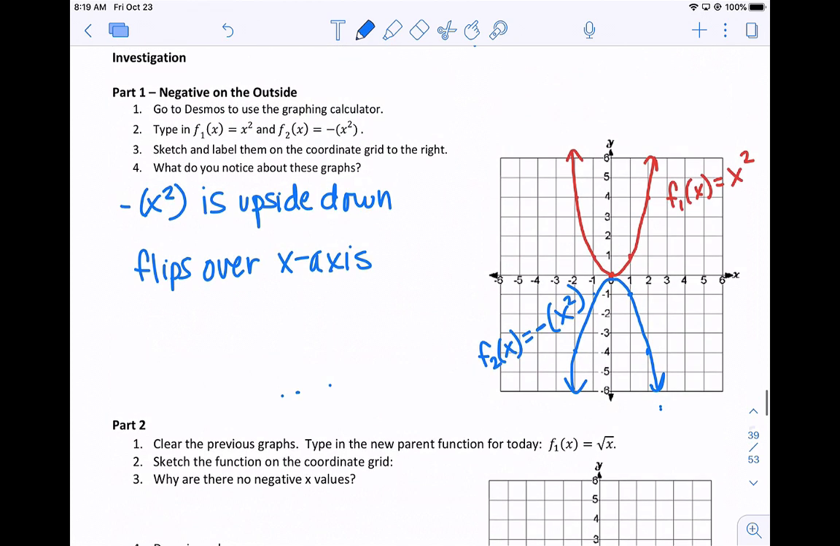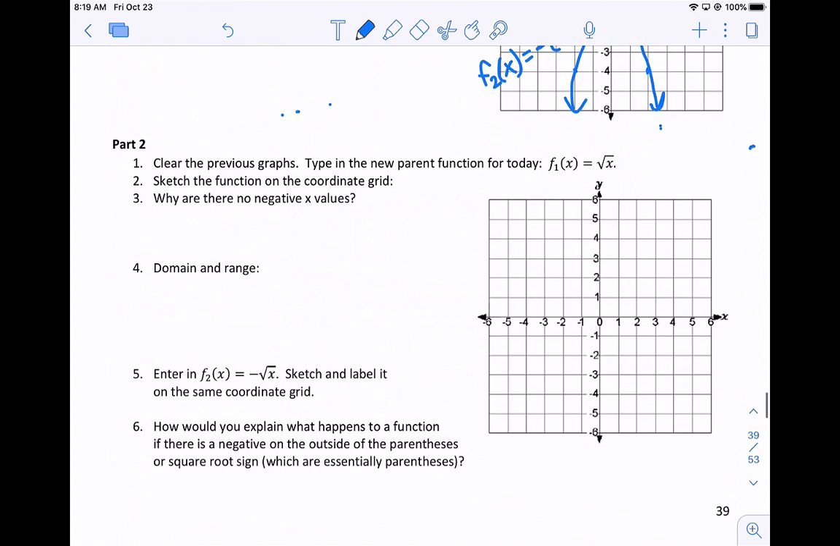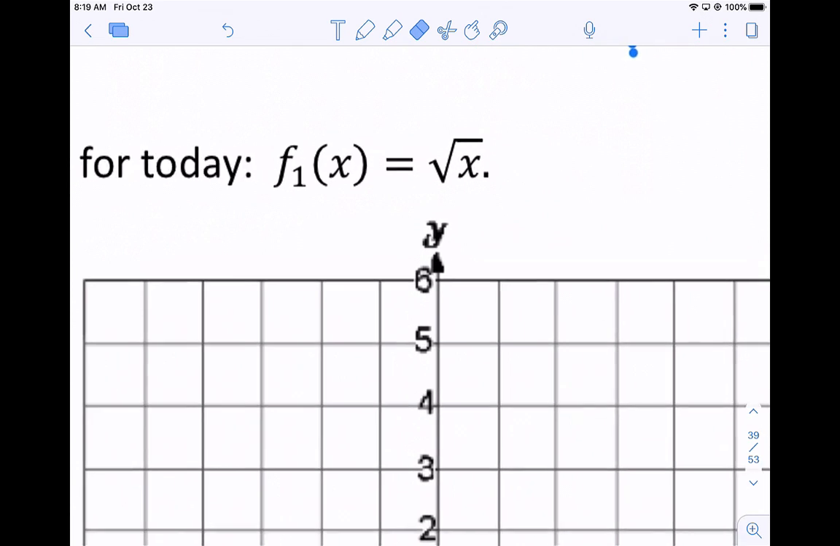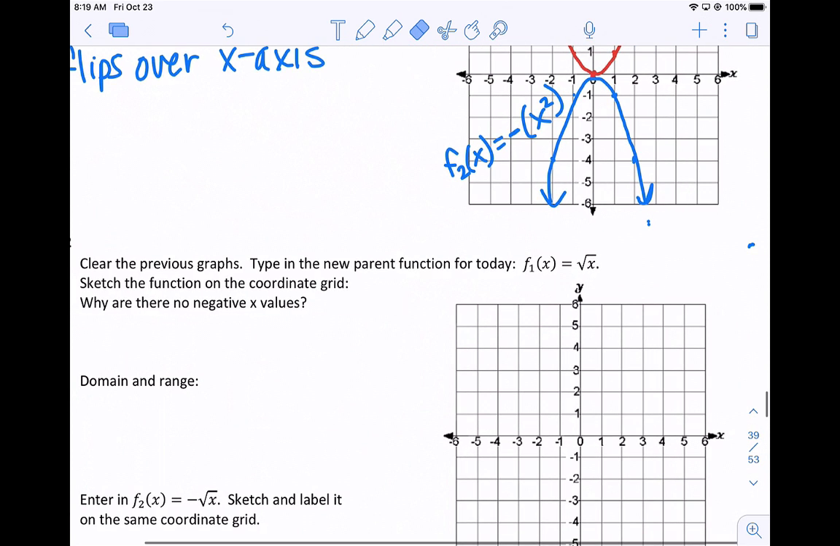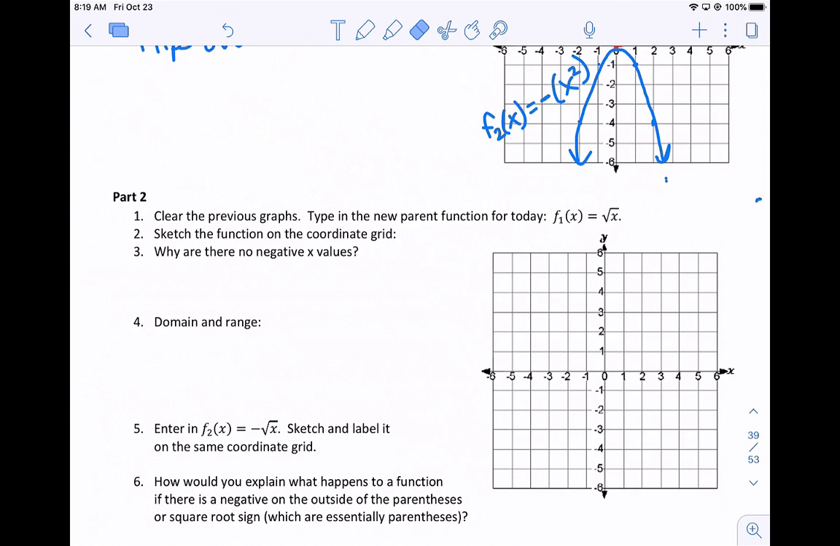Okay, so then part 2, it says clear the previous graphs. Type in the new parent function. So today we're going to focus on square root functions, the square root of x. And it says sketch the function on the coordinate grid. Why are there no x squared values?